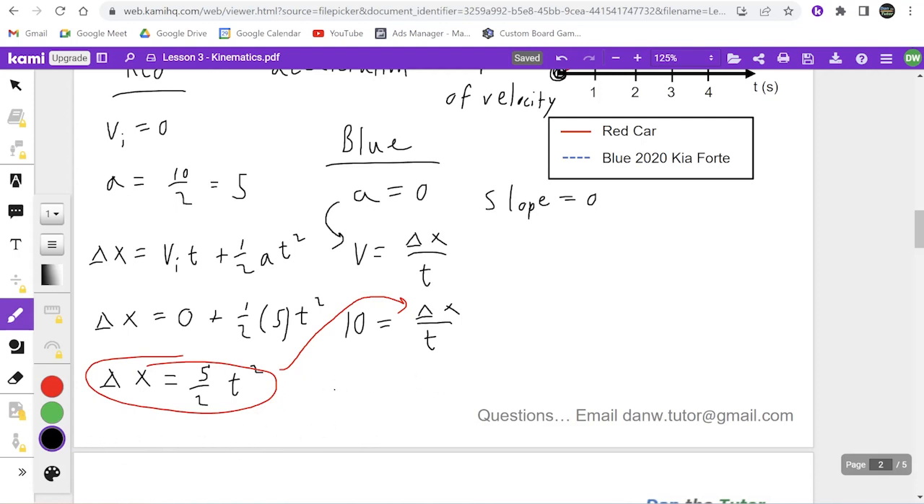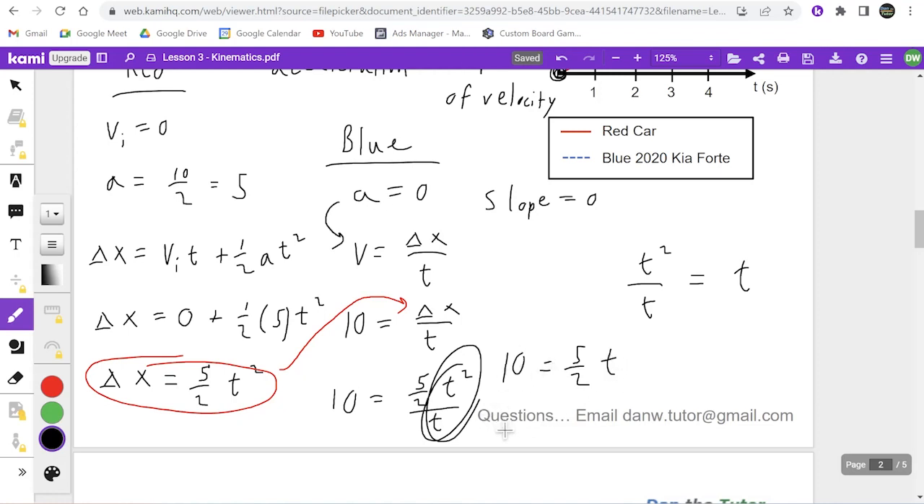So now I'm going to have on the left side 10, on the right side I have 5/2 t squared divided by t. Now hopefully you're good at math and you know your properties of exponents. If you have t squared over t, which is what I have right here, then one of the t's cancels out and you're just left with a normal t. In other words, I get 5 over 2 times t equals 10. And then all you need to do is multiply by the reciprocal, because that's how you get rid of fractions. So when I'm saying you want to get rid of 5/2, fine, multiply by 2/5. T equals 10 times 2/5. Just multiply by the reciprocal. And you'll get an answer of 4 seconds. And that is when the cars pass each other.